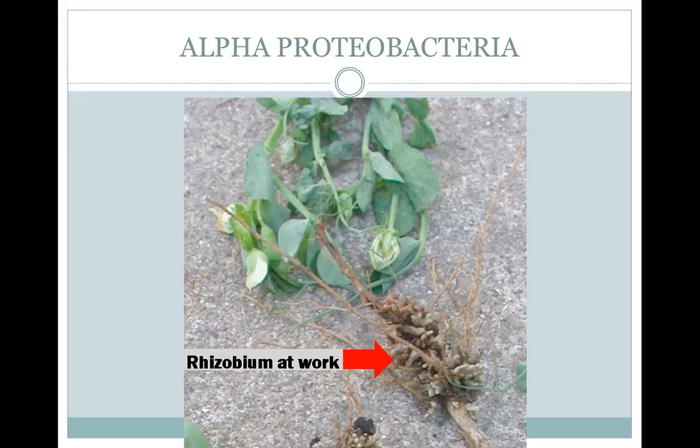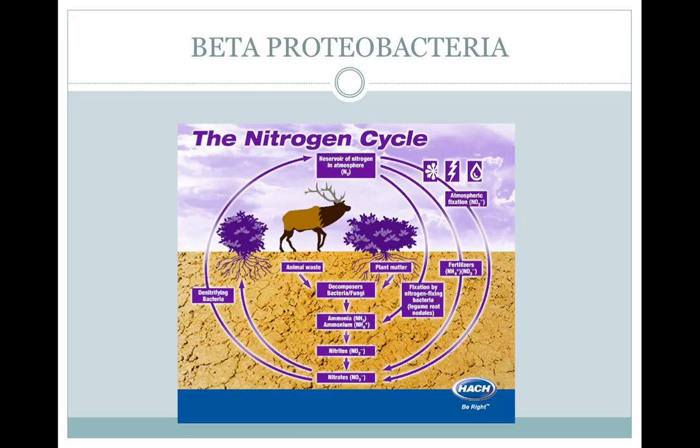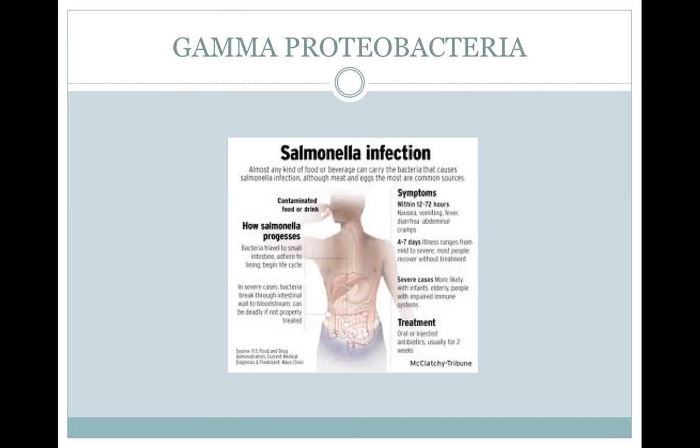Alpha proteobacteria include many that live closely with their hosts. Rhizobium are nitrogen fixers that live in the roots of legumes. Beta proteobacteria include many bacteria strains that contribute to the nitrogen cycle. Gamma proteobacteria contain some bacteria that cause disease, like Salmonella food poisoning and E. coli food poisoning. But remember, E. coli is also a non-pathogenic bacteria found in intestines.